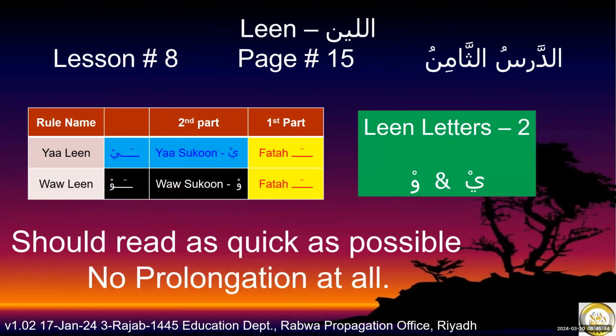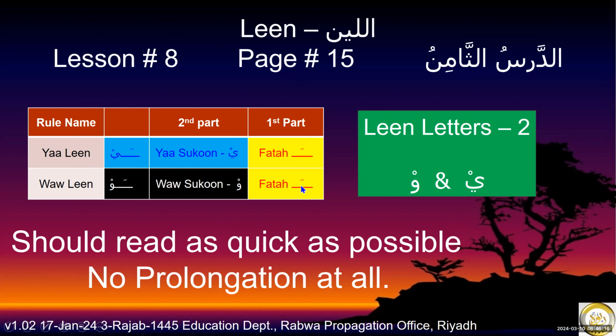Now, this is lesson number 8, page number 15, the second part of lesson number 8. The first part is al-mad. The second part is al-leen. Al-leen needs two basic conditions. The first is fatha. The second is that it must be followed by ya sukun. This is the first kind of leen, called ya leen. The sound is like "ay". You have to be as quick as possible.